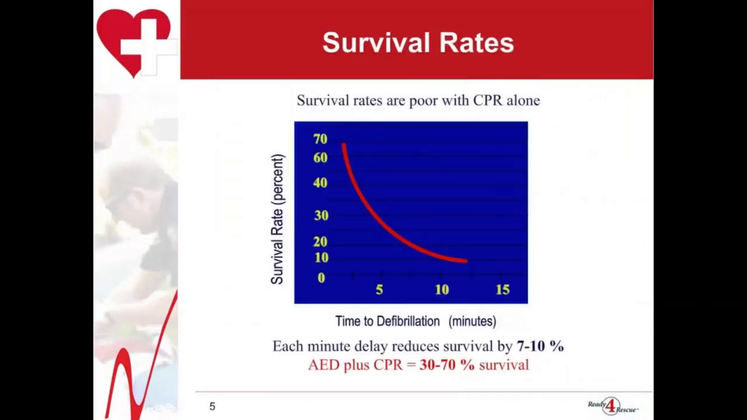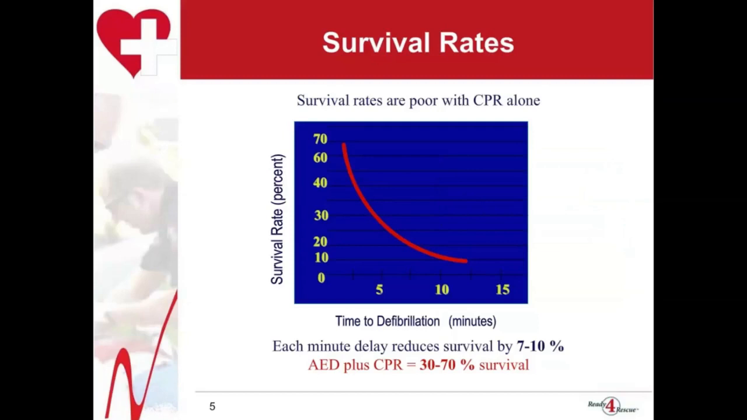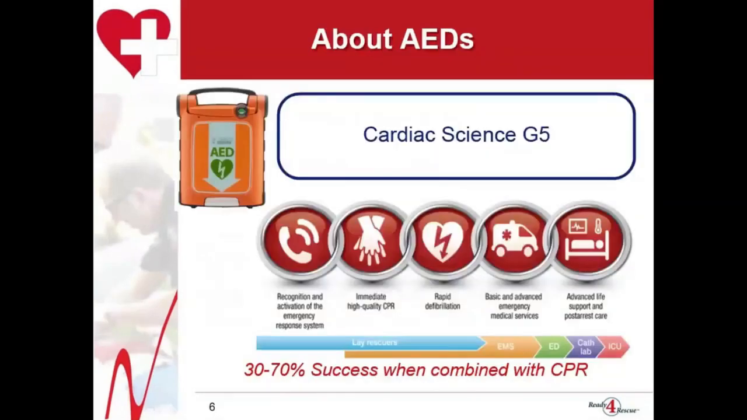Survival rates in people who are experiencing cardiac arrest have been increasing over the years with the use of CPR and AEDs together. This is why AEDs are available for public use. With the use of an AED and high-quality CPR, the chance of survival increases to between 30 and 70%. With every minute delayed in using an AED and CPR, the casualty's chance of survival decreases to between 7 and 10%. The units that you have in your location are the Cardiac Science G5 AEDs.